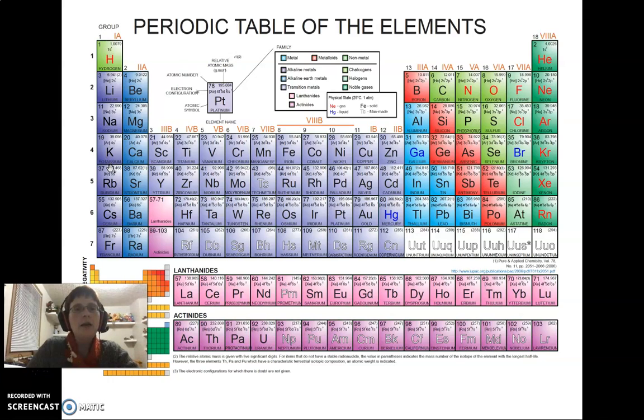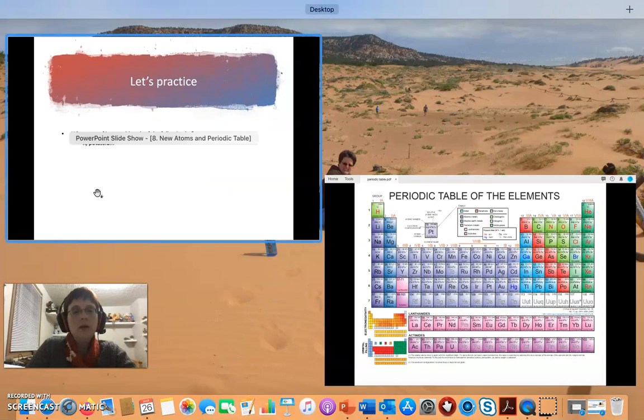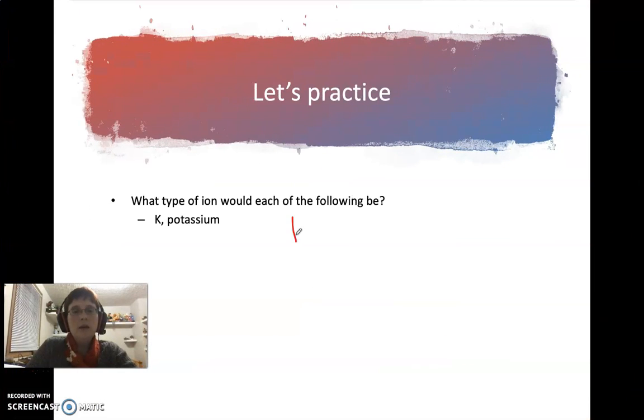It's in group 1A. That means it has 1 outer electron. So it's going to actually act just like lithium. So it's going to be K positive, right? It's going to have a positive 1 charge. So I'll put these other ones up and you can take a look at them. So try sulfur and iodine and see if you can find what the ions would be for those elements.